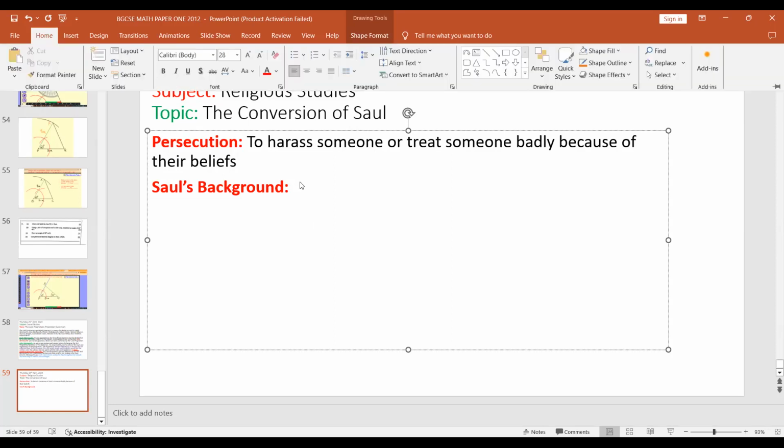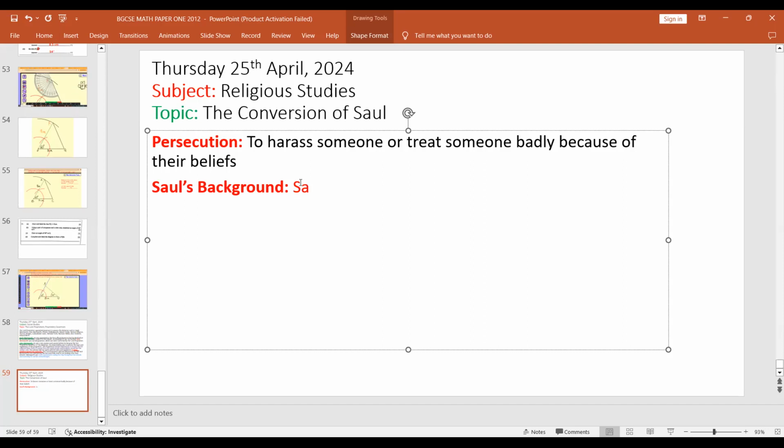So let's talk about Saul and his background. So Saul had a dual citizenship. Right, so he had a dual citizenship. What does that mean? That means that he was a Jew and he was also a Roman, right? That he was very proud of.